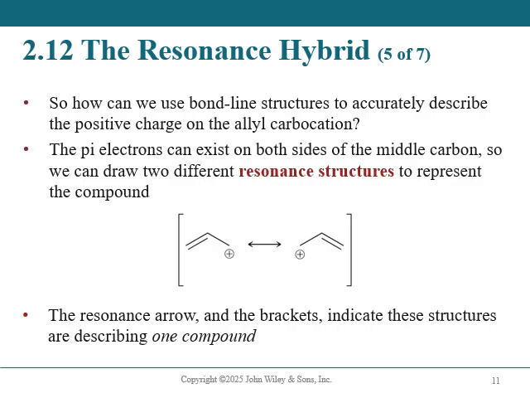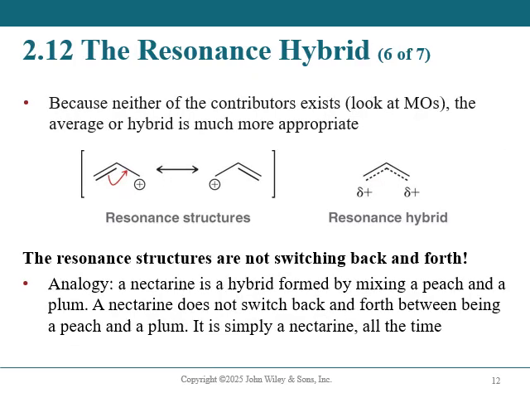So how can we use bond line structures to accurately describe the positive charge on the allyl carbocation? The pi electrons can exist on both sides of the middle carbon, so we can draw two different resonance structures to represent the compound. Always keeping in mind, like I said, that the actual structure is going to be neither of these. It's going to be something of a hybrid. The resonance arrow and the brackets indicate these structures are describing just the one compound.